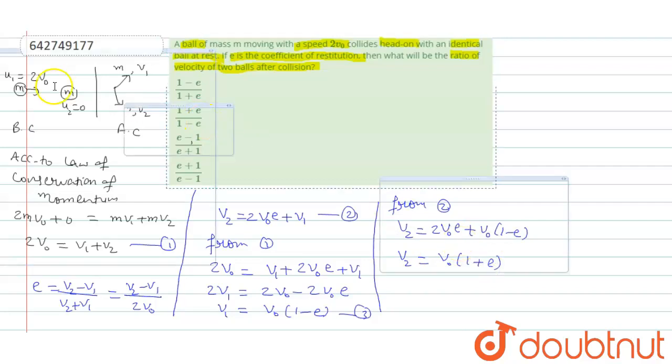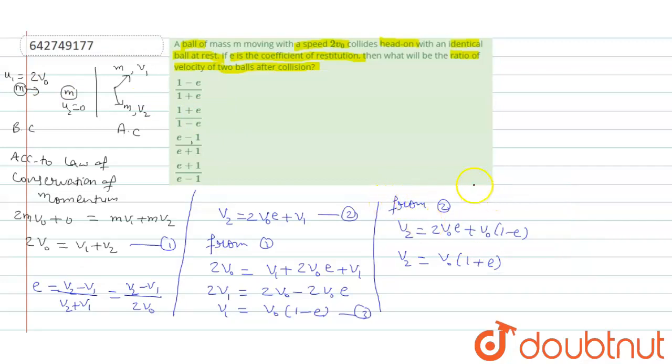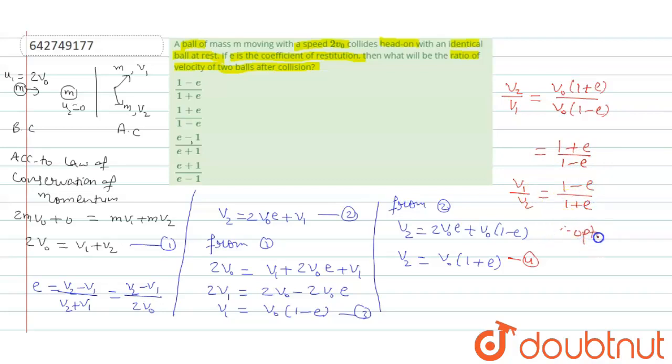We have to find in the question the ratio of velocities after collision. These are v1 and v2. So v2 divided by v1 is equal to v0 into (1 plus e) divided by v0 into (1 minus e), right? From the third and fourth equations. So it becomes (1 plus e) divided by (1 minus e). If we have to find v1 by v2, it becomes (1 minus e) upon (1 plus e). So therefore option 1 is correct.